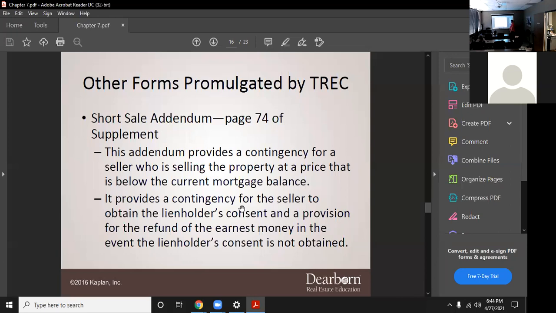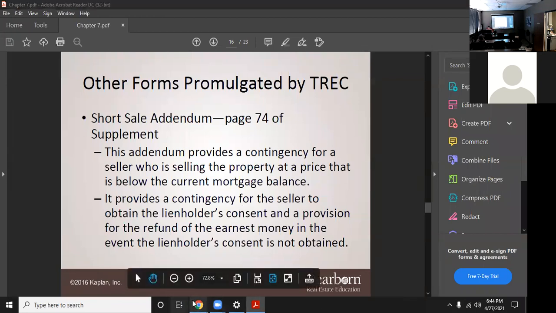I think Justin said the shortest short sale he's ever dealt with was 6 months, and the longest one he's ever dealt with is 2.5 years. So these take forever. They're not quick. They're not short, no. Okay, they are not short.